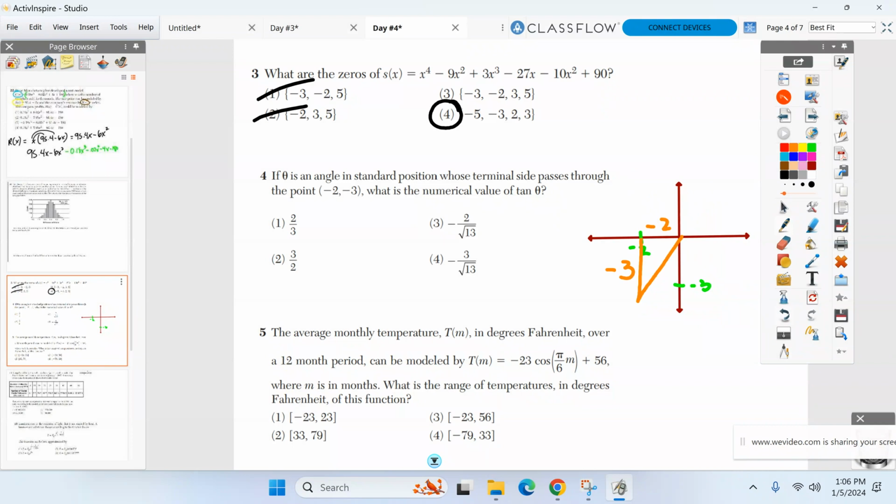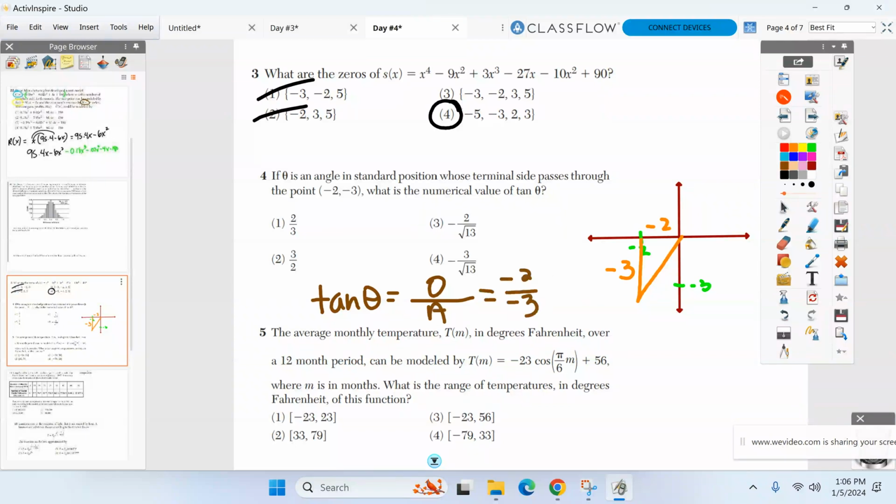I did Pythag. But you know what? At the end, I realized I didn't need it. Here's why. What are they asking you to find? It's not just going to be a little extra; it's going to take you a little longer for the problem. It's asking you for tangent. Tangent is opposite over adjacent. I don't need the hypotenuse. It's going to be -2 over -3.